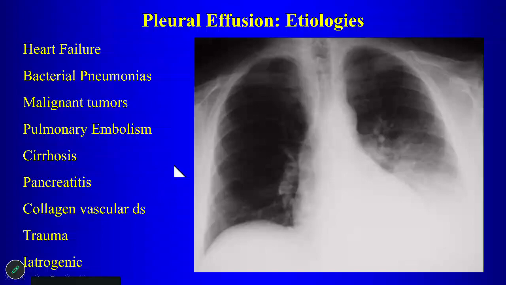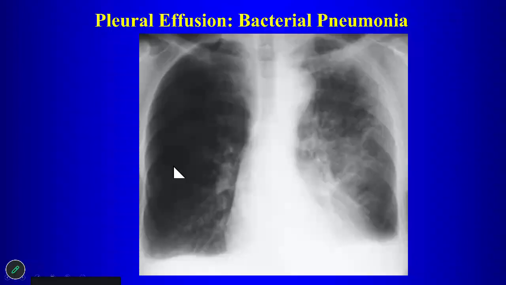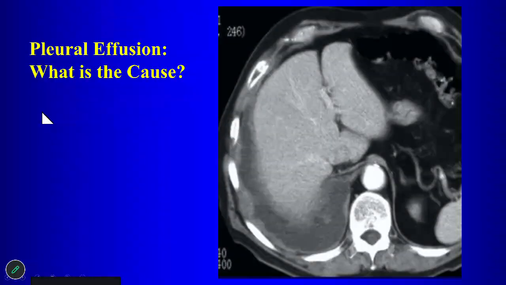So some of the more common ones, of course, heart failure, etc. Pneumonia, patient has pneumonia, you can have a parapneumonic effusion. It doesn't have to be empyema, but if there's a significant amount of fluid, you will be concerned about empyema. Here's another patient with pleural effusion who wants to talk about this case.